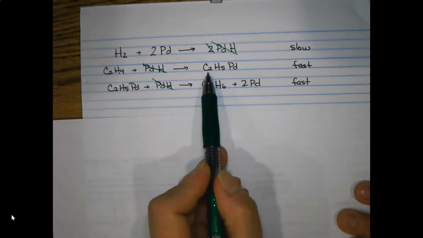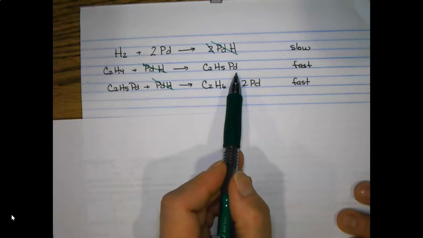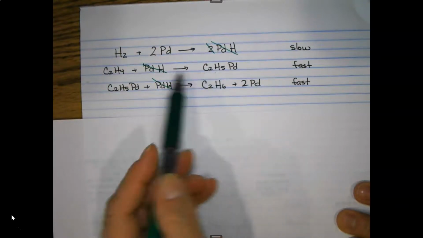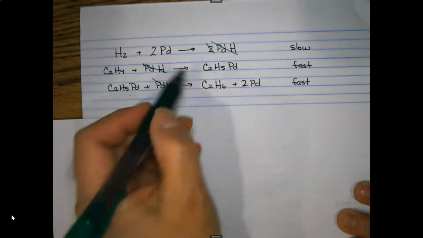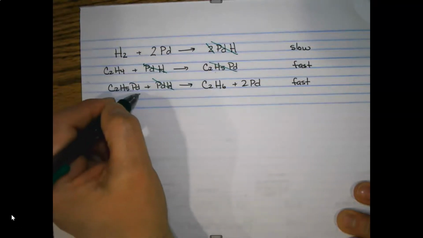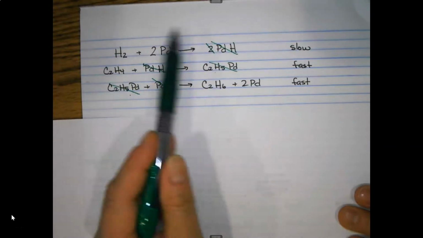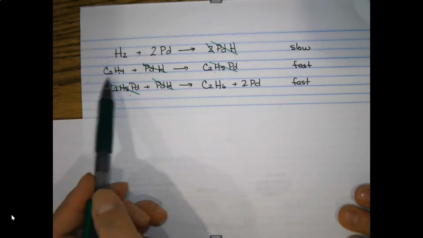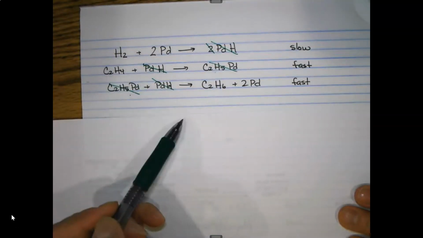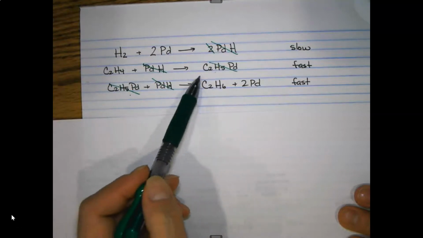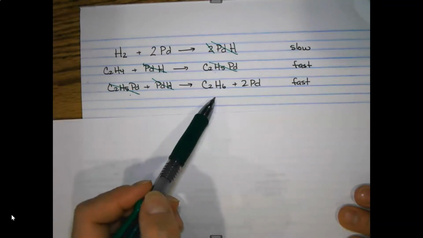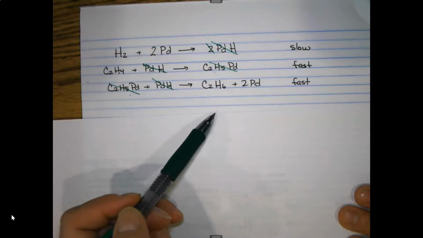Another intermediate is the product of the second step. C2H5Pd gets produced, but then notice that it gets used up in the third step. So there is an example of another intermediate. Okay, if we look at other stuff, hydrogen is only on the reactant side. C2H4 is only on the reactant side. C2H6 is only on the product side. So those three are reactants and products.